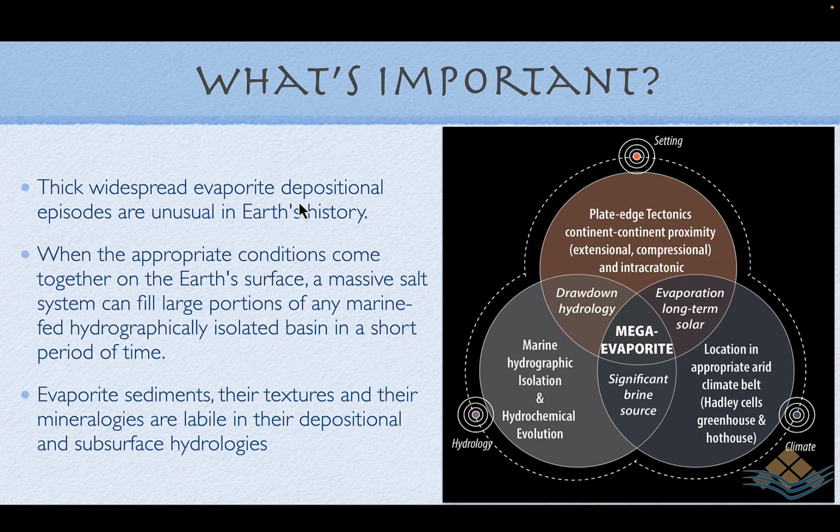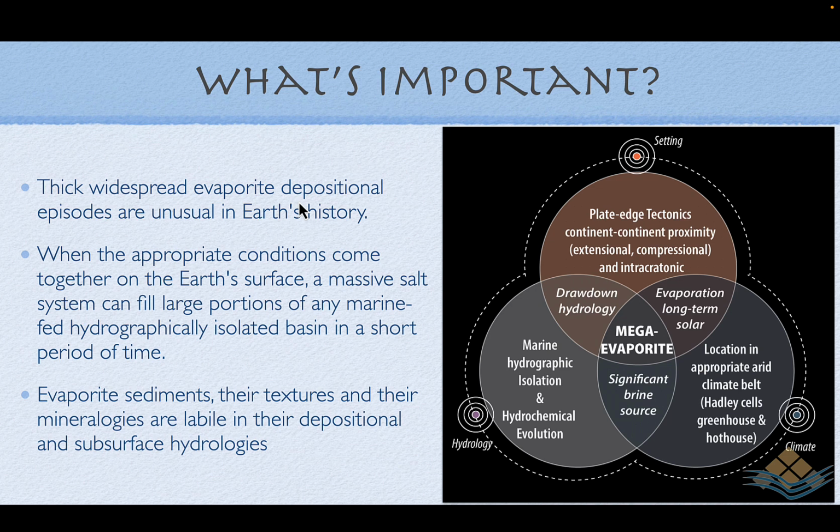If we look at evaporites across time, what's important? We see that widespread evaporite depositional episodes are not equally spaced across Earth history. They are dominated by relatively unusual events where the appropriate conditions come together on the Earth's surface, typically around plate edges, where we can form a massive salt system that can fill a very large proportion of marine-fed, hydrographically isolated basins in relatively short periods of time.